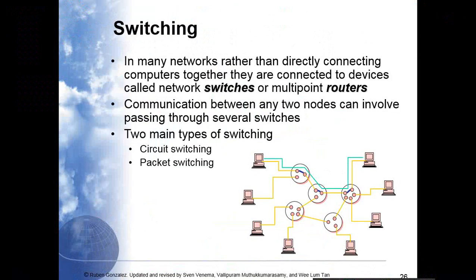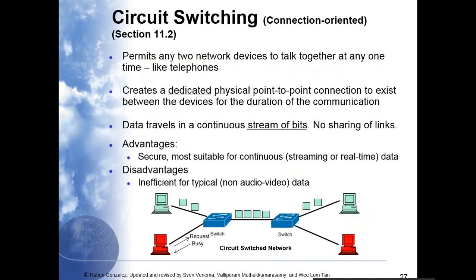We already saw this diagram before with the switching. So in lots of networks, we don't directly connect things together. We use switches or multi-point routers depending on which level you're looking at. So communication between any two nodes can involve passing through several of these switches. And there are two main types of switches, circuit switching and packet switching. So circuit switching permits any two network devices to talk together at any one time, like the telephone.